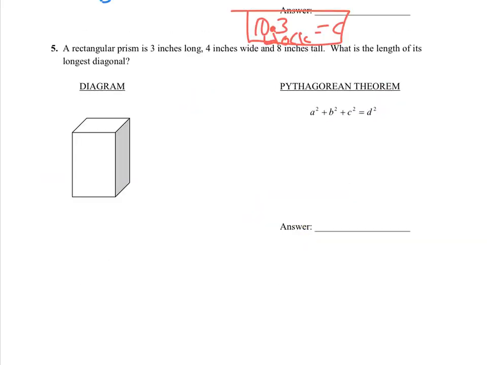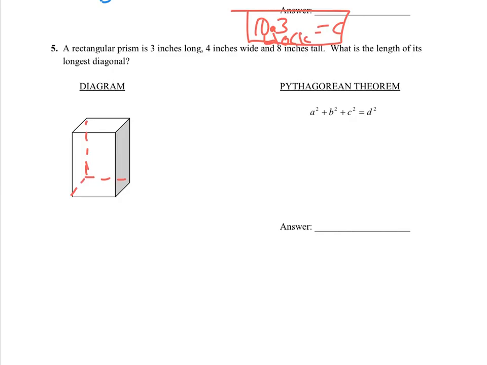All right, number 5. It says a rectangular prism is 3 inches long, 4 inches wide, and 8 inches tall. What is the length of its longest diagonal? So unlike the other problems, we're dealing with a 3-dimensional object here. So we're dealing with the Pythagorean theorem in a 3-dimensional space. So what you're going to want to do is make this look 3-dimensional by adding in the dashes. So what you're looking for is the length of the longest diagonal. And the longest diagonal goes from one vertex to the opposite vertex on the opposite wall.